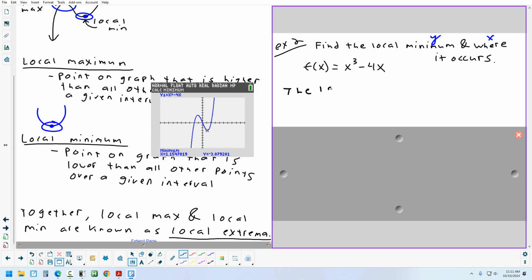So the local min is negative 3.08. This occurs when x is about 1.15.